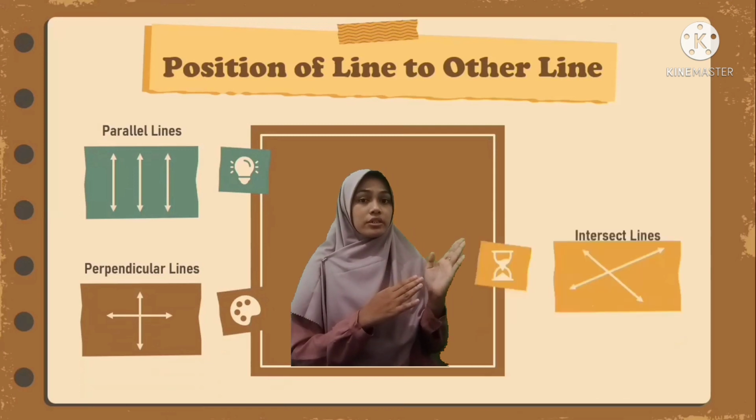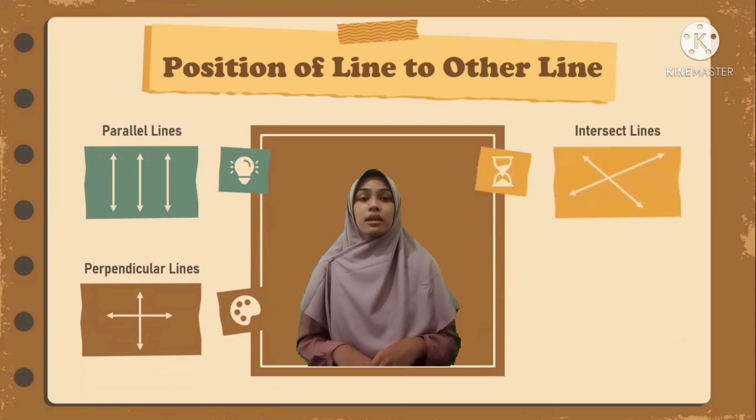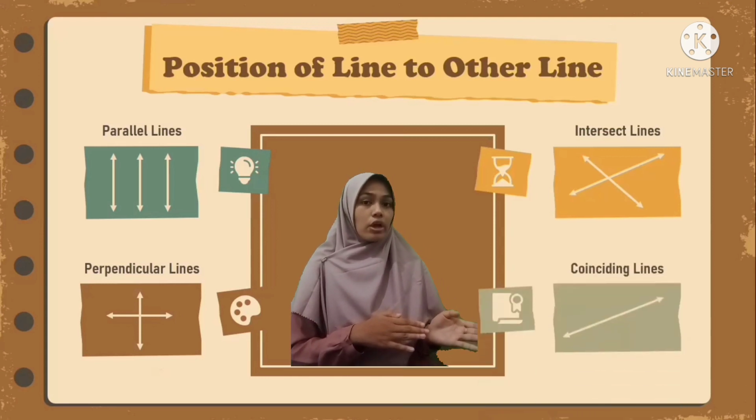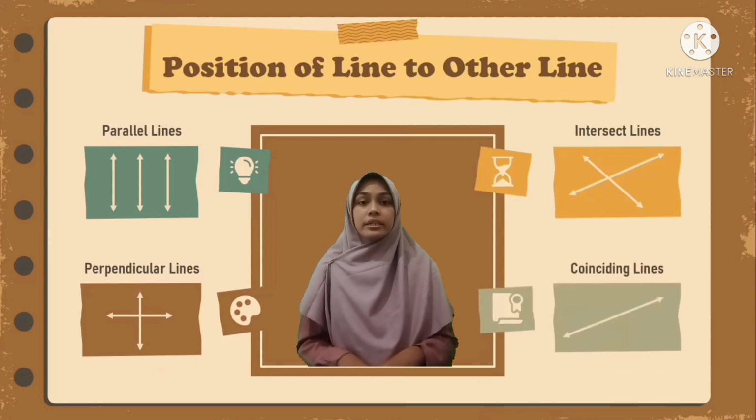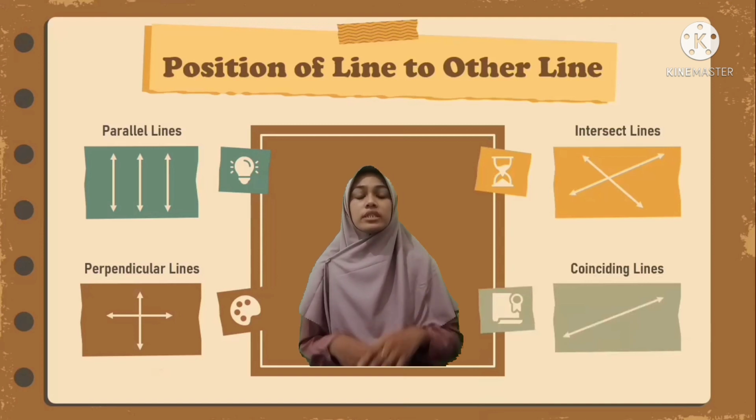The third is intersecting lines. Intersecting lines are 2 or more lines that meet at one point. And the last is coinciding lines. Coinciding lines are 2 or more lines that have at least 2 intersection points.